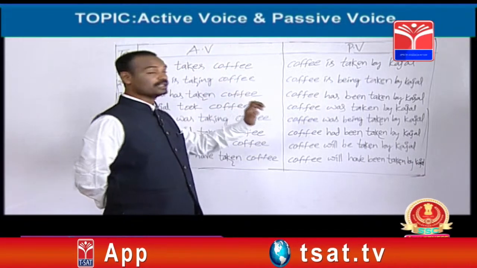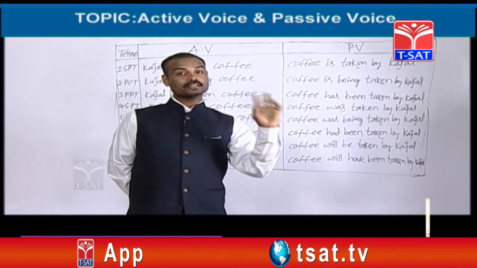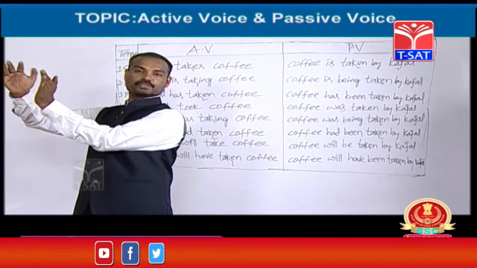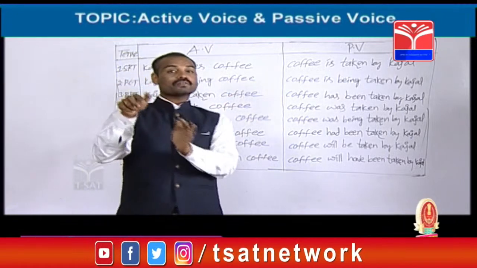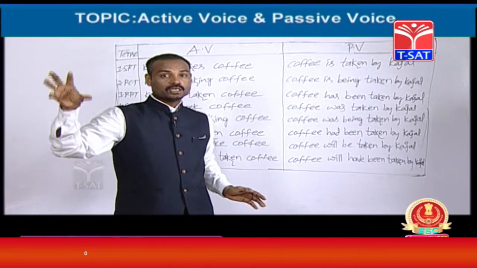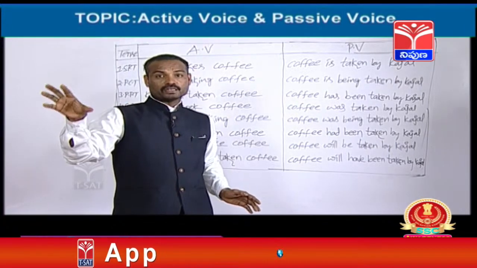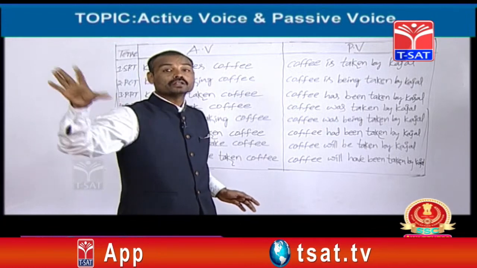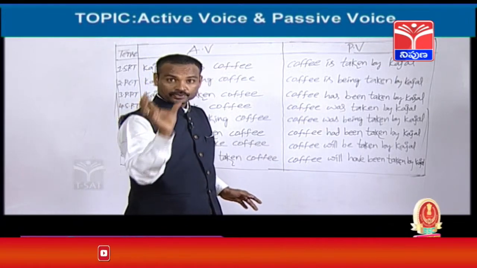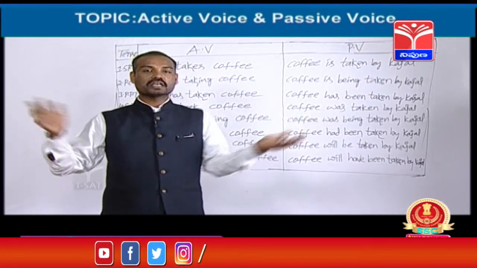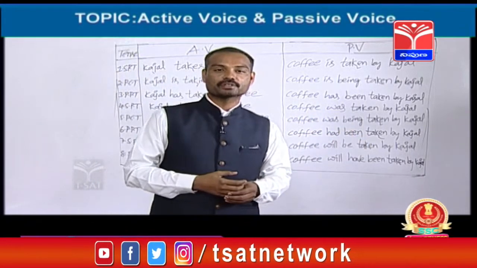Sunil brought vegetables. Where is the object in this sentence? Vegetables. Come on, passive voice. Vegetables is the object. Was or were? Were. Because vegetables is a plural object. In simple past, when the active voice contains a plural object, in the passive voice, were should be taken. Vegetables were brought by Sunil. That's all, friends. Like that we can create a number of examples.